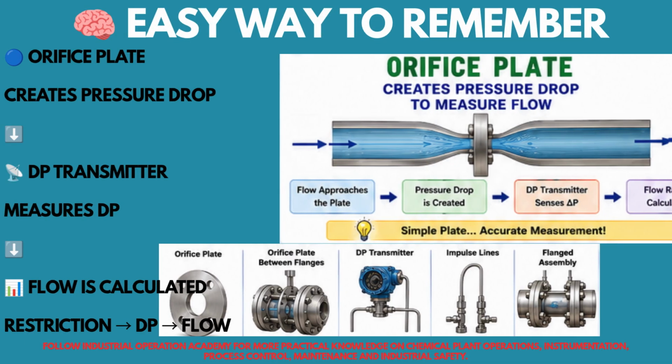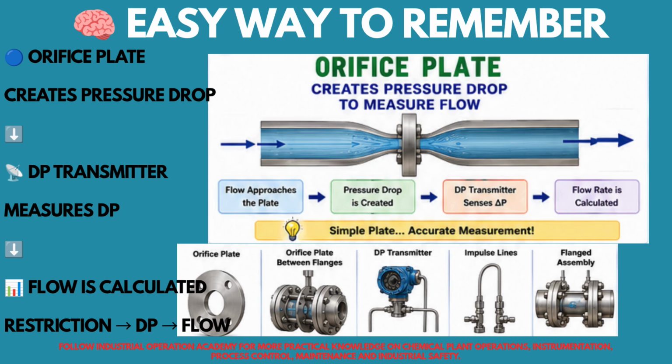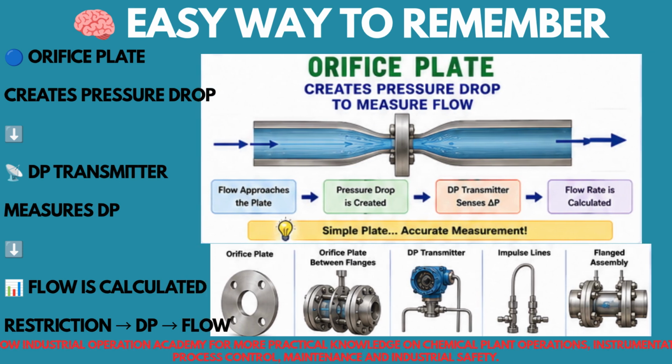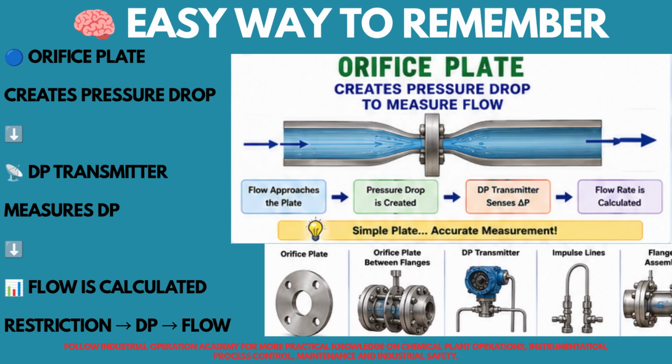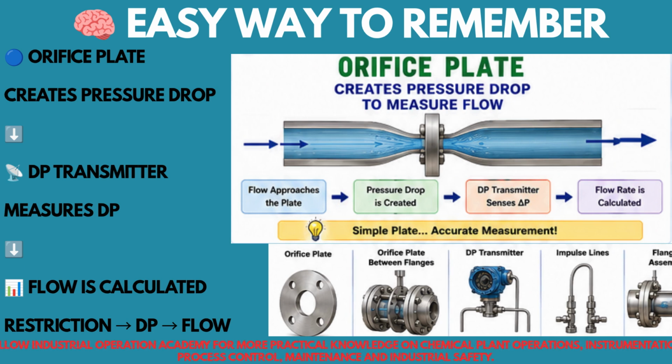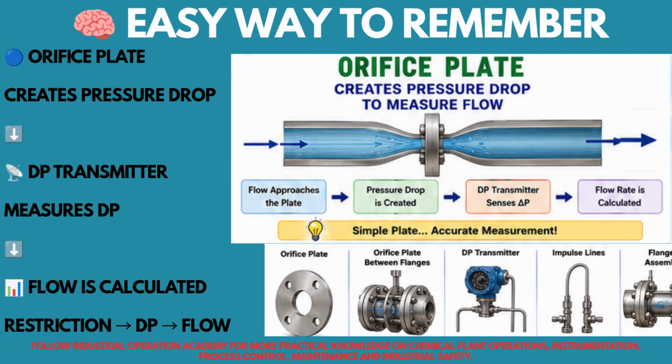The easiest way to remember an orifice flow measurement system is: the orifice plate creates the pressure difference, the DP transmitter measures the differential pressure, and the control system uses the measured DP and the appropriate flow calculation to determine the flow rate. So remember, restrict, DP, flow.